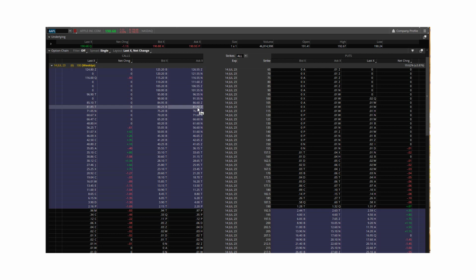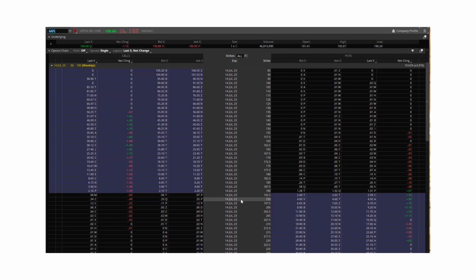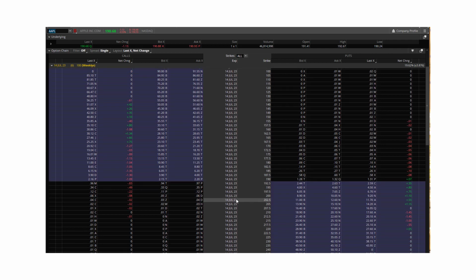Option prices, though, are made up of two components, not just intrinsic value, but also extrinsic value. And the extrinsic value can be thought of as the premium you pay to control an option. And it's made up of a variety of factors, such as the time value of the option and the volatility of either the underlying stock or the stock market.